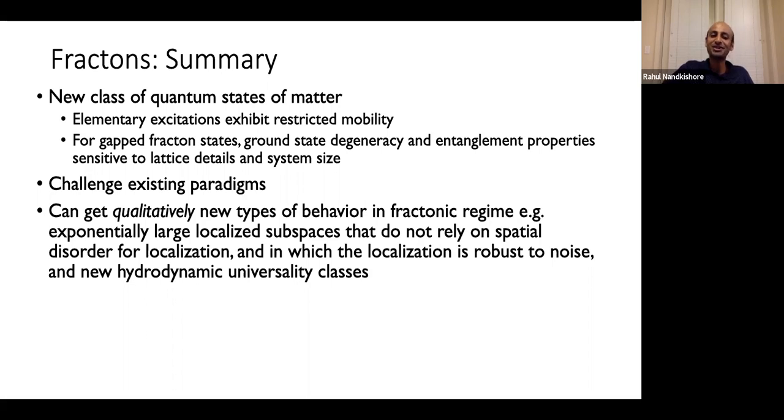And I think we're still just at the tip of the iceberg with new stuff that we can learn by studying fractons and things inspired by fractons.